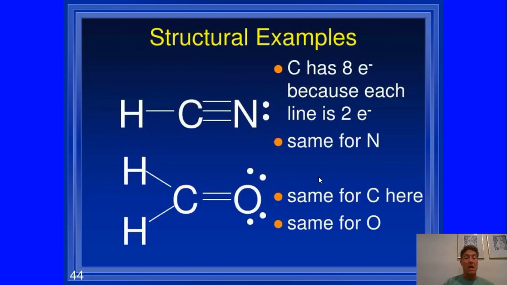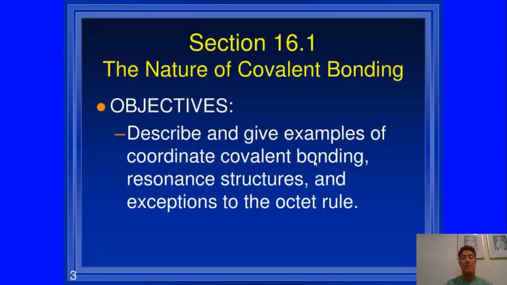So here's some structural examples of the one we just did, right? We have one bond here between the C and the H and a triple bond between the C and the N. And then these two are lone pairs. They're hanging out by themselves. They're not involved in the bonding. Same thing here, right? We have an H and a C and an H and a C and a double bond to the O and then 2 lone pairs. So this is how we'd use a structural formula.